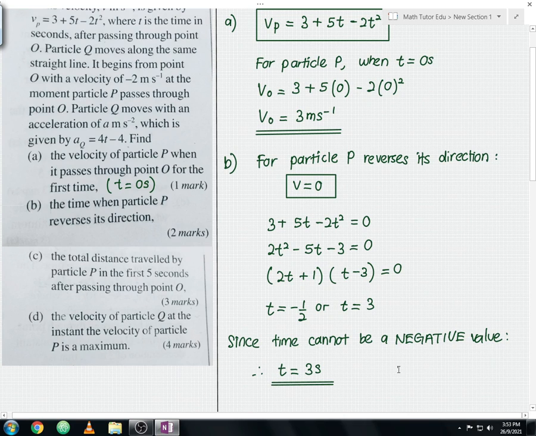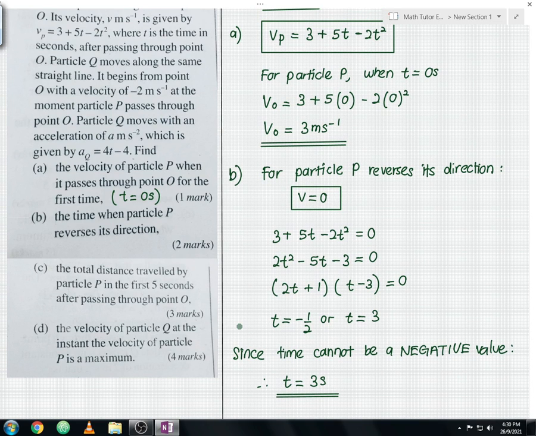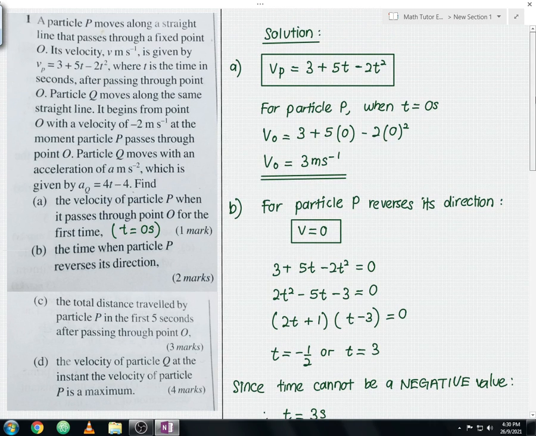Okay, so let us proceed with our discussion for question part C. For part C, we are required to find the total distance travelled by particle P in the first 5 seconds after passing through point O. To solve this question, the first step is to find the displacement of particle P. In the question they only give us the velocity equation for particle P, which is 3 plus 5t minus 2t squared. So from this velocity equation, how are we going to find the displacement equation? It's very simple, guys. We just have to integrate this equation, and from there we should be able to get the displacement equation. So this is the overall idea.